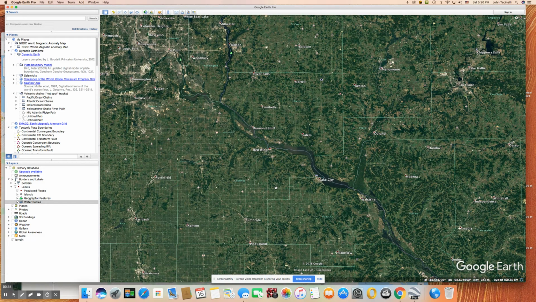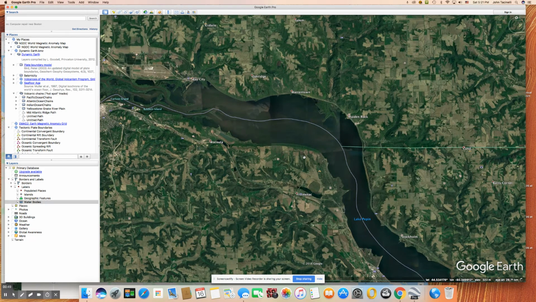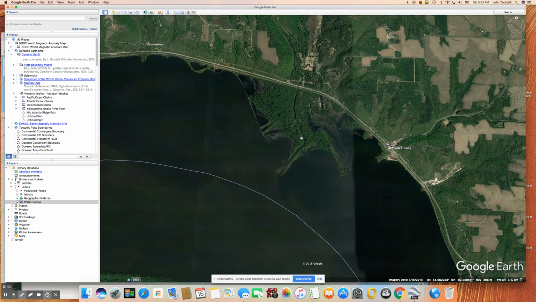But we don't have to go that far to see some good deltas. We can see some right here in Minnesota, or at least very close, right across the border in Wisconsin. So we're going to zoom in here to Lake Pepin. And what you see right over here is the Rush River, which is coming in and forming a beautiful delta right here. So this is Lake Pepin.